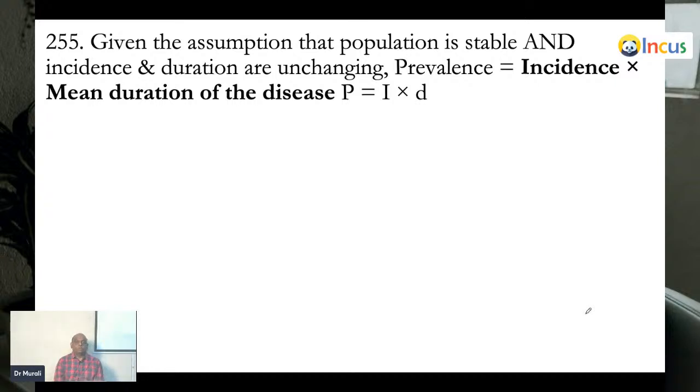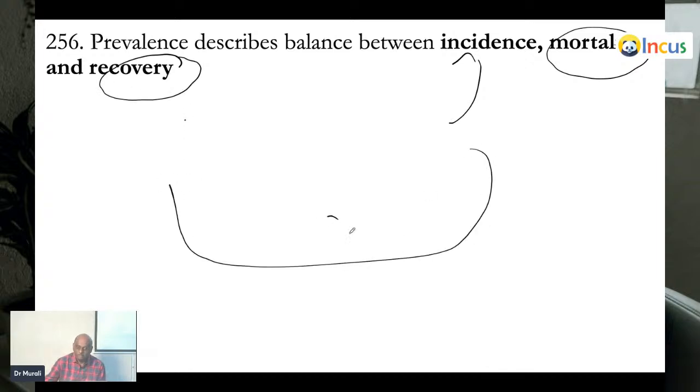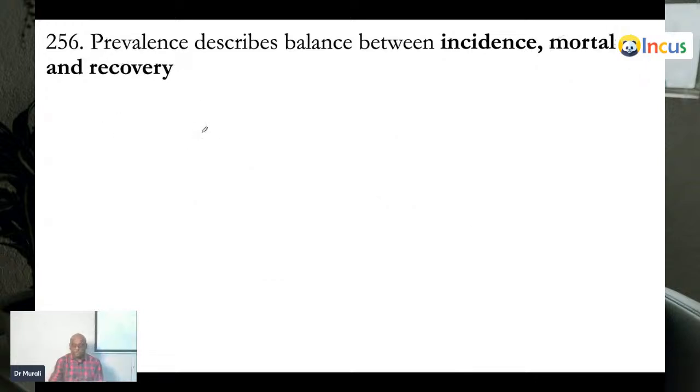So, if the population is stable and the incidence and duration are not changing, then prevalence is equal to incidence into mean duration of the disease, is what you need to remember. So it is the incidence and mortality and recovery. Just before we have seen mortality or recovery will decide the prevalence, which has new cases plus old cases. New cases plus old cases is what you need to remember.